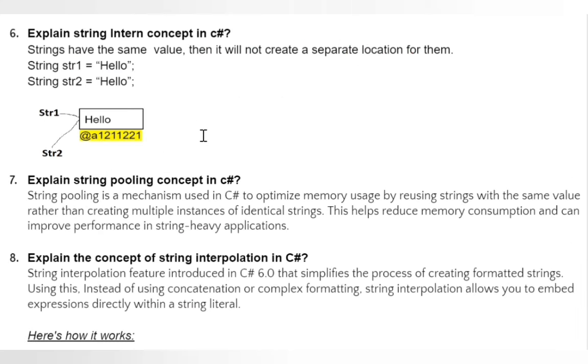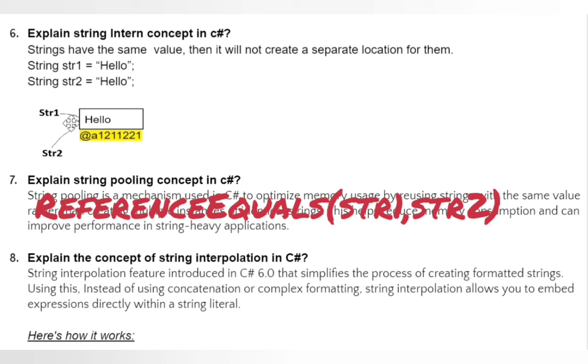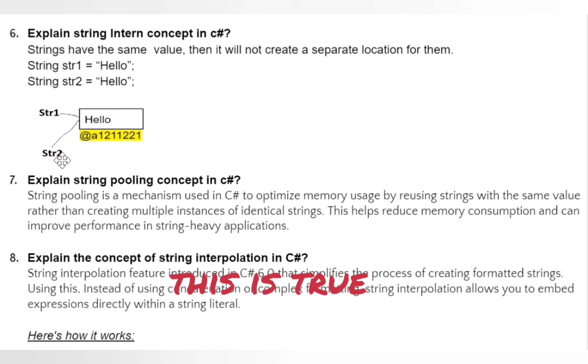Okay, so now let's move to the example of reference equal. Here, if you can see, both these variables have the same values. As per the string intern concept, they will reside in the same memory location. So if you do reference equal str1 and str2, it will give you a true, since they both point to the same memory location. Okay, so their references are equal.